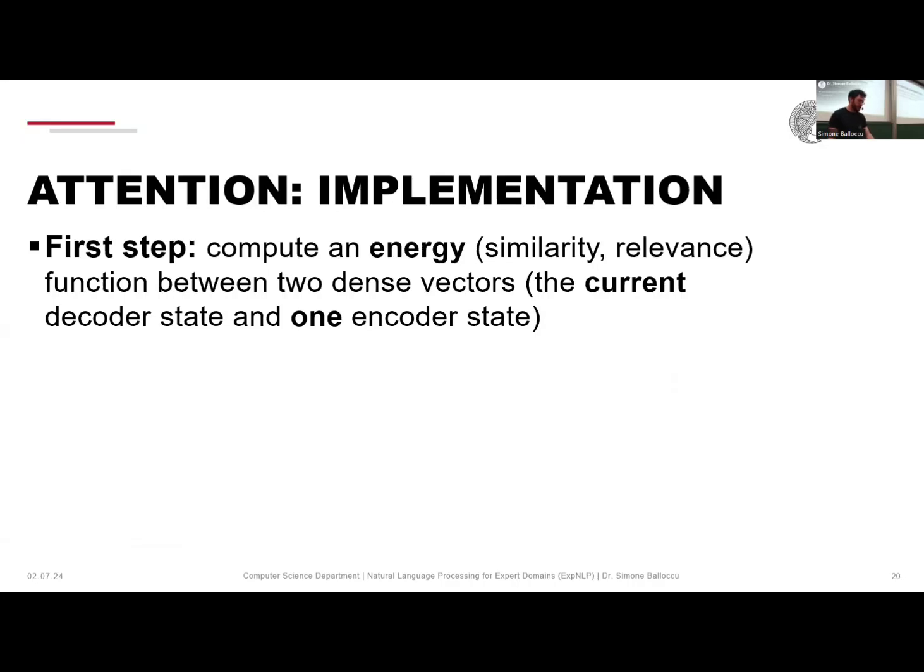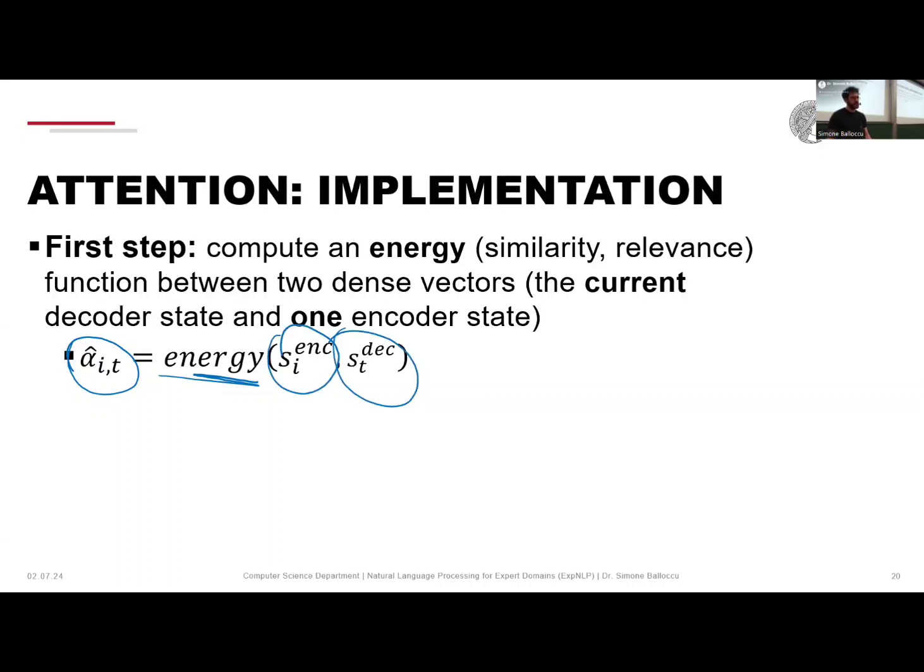We compute what is defined as the energy of the attention. And this is like how similar or relevant the two vectors are. In our case, of course, the vectors are the state at step t of the decoder and one of the encoder states. Intuitively, you need to do this for every single state of the encoder. So we have this thing that we're going to call alpha hat t,i, which is the energy that is somehow the similarity or relevance of the i-th encoder state with the t-th decoder state.